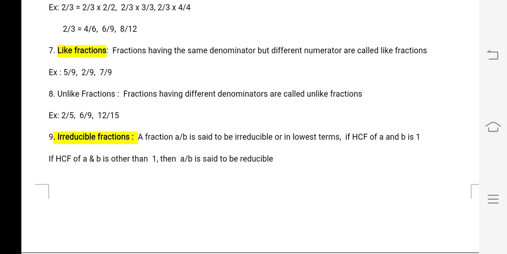Just go through it, learn the definitions with examples, and in the next class we can have the exercises.